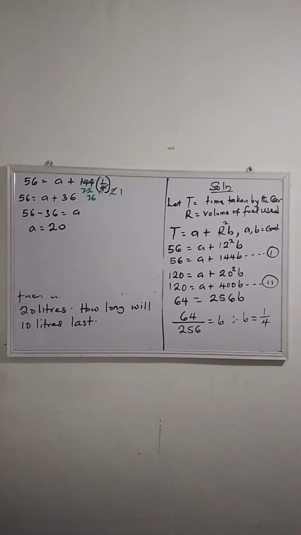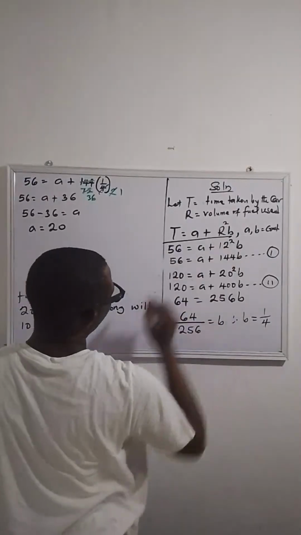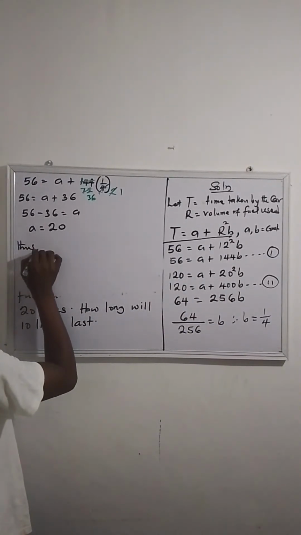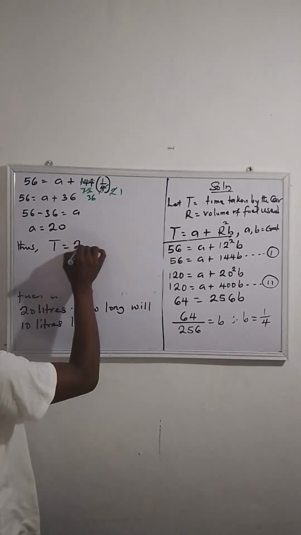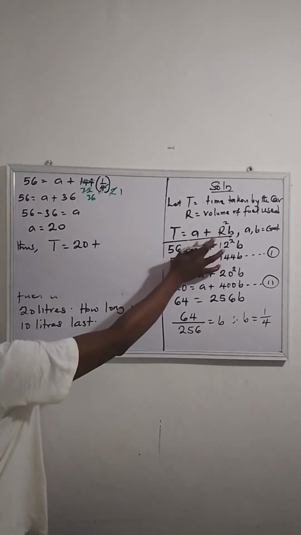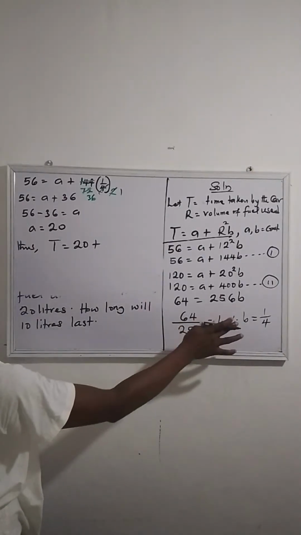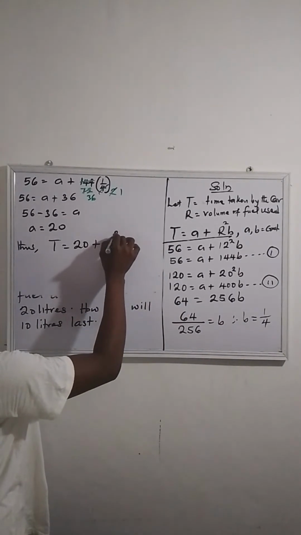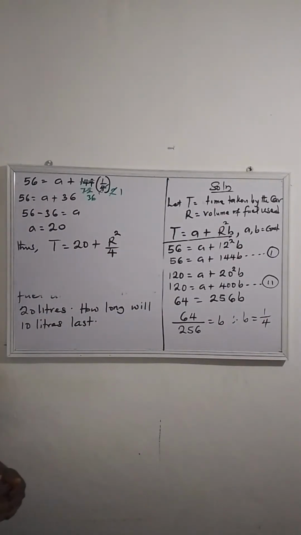So we now have the values of the two constants, and we can plug them into the equation to get the connecting formula. Thus, t equals A, which is 20, plus r, and B is 1/4, so that is r squared over 4. So this is the connecting formula.